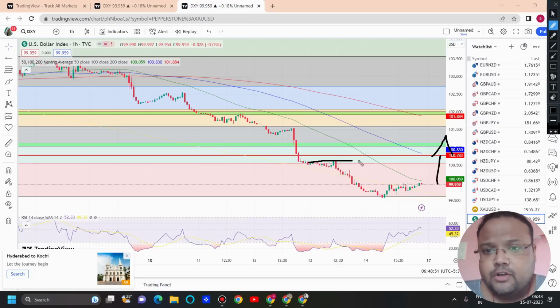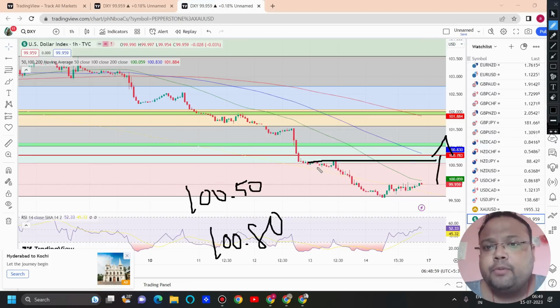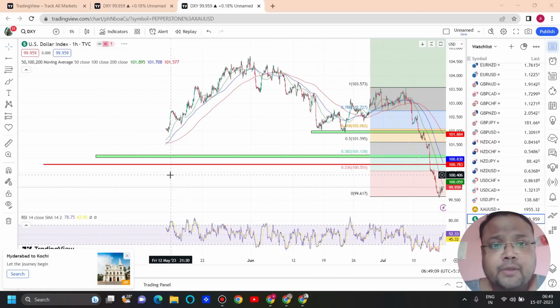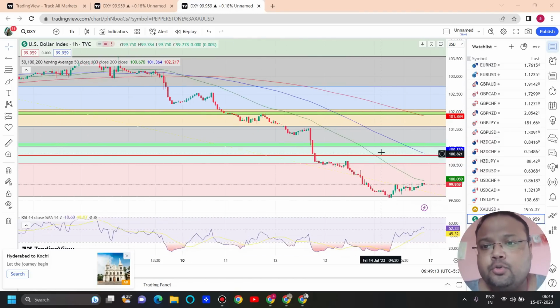The first resistance will be around 100.50, and then the second resistance will be around 100.80. 100.50 because of the Fibonacci 23.6% retracement here, and 100.80 because that was the last support, and the last support will be working as a critical resistance here. So these are the two levels on the chart of DXY.